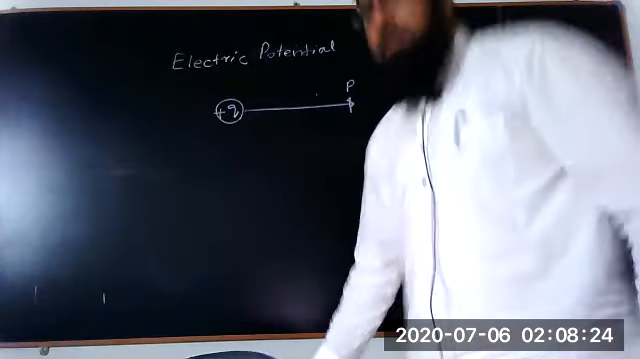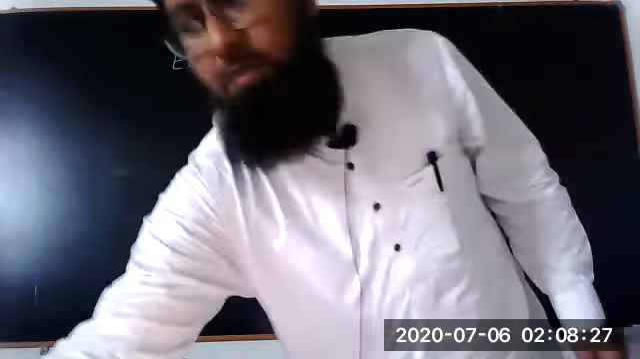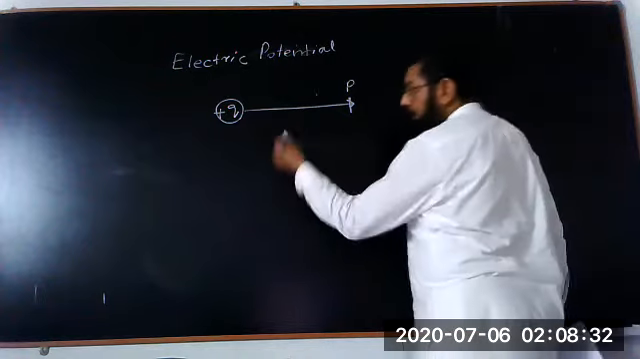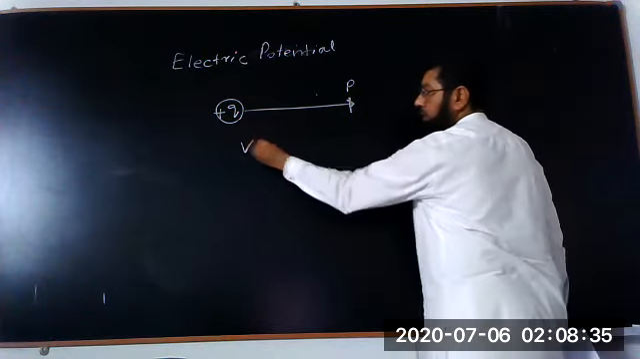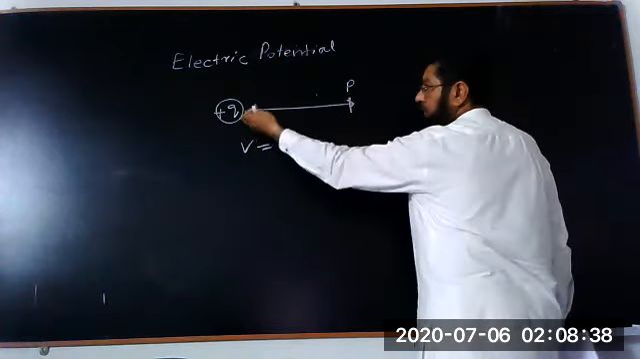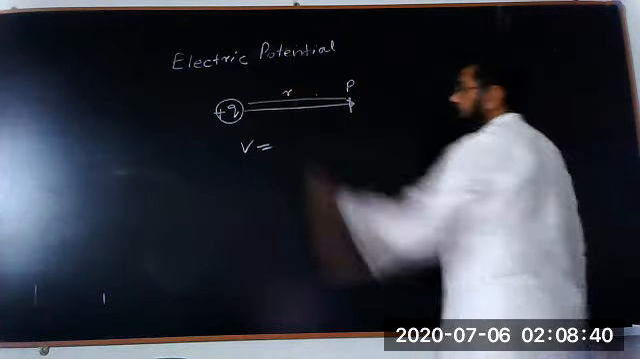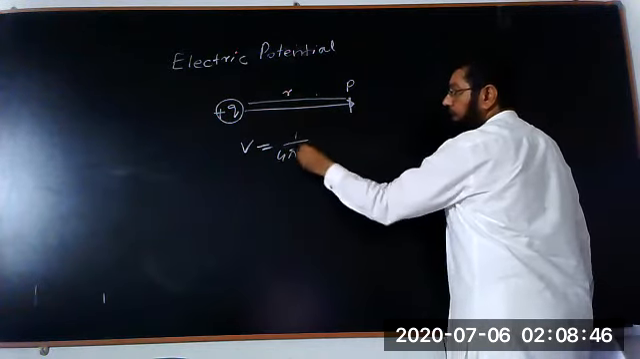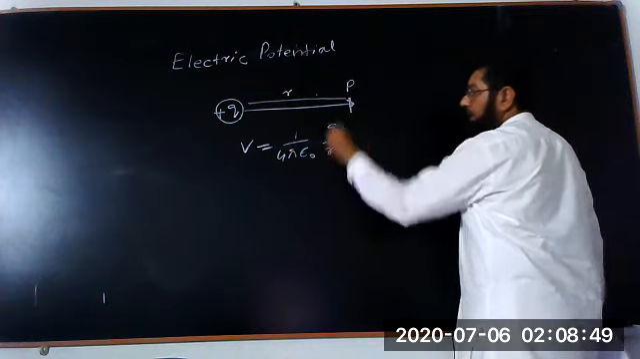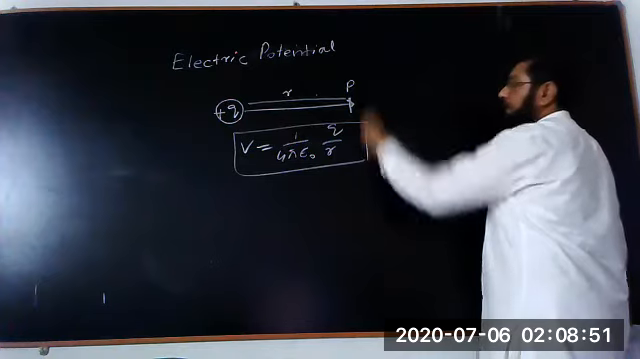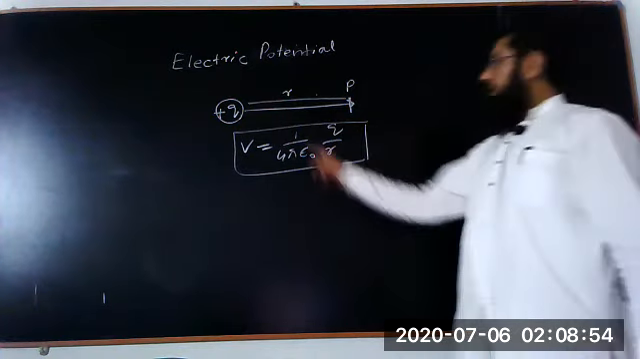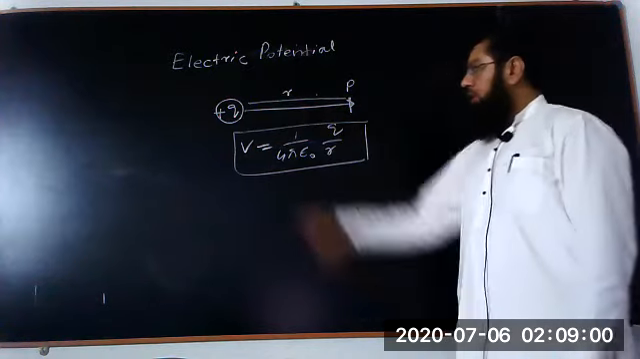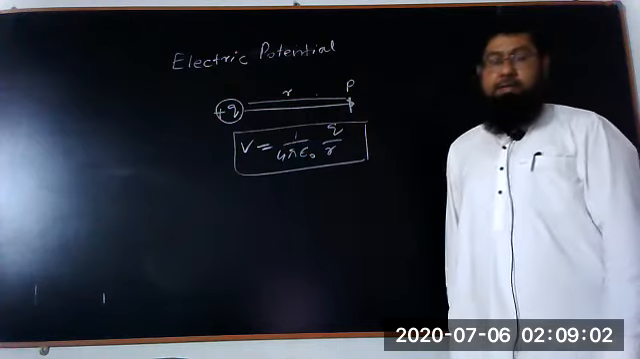So now we are discussing the electrical potential. The electrical potential is simply defined as the work done per unit charge. We calculated in the last lecture that the potential V due to a point charge Q at a distance R is equal to 1 upon 4 pi epsilon naught Q upon R. This is the electrical potential at a point P. This potential is a scalar quantity, so it has no direction, only magnitude.